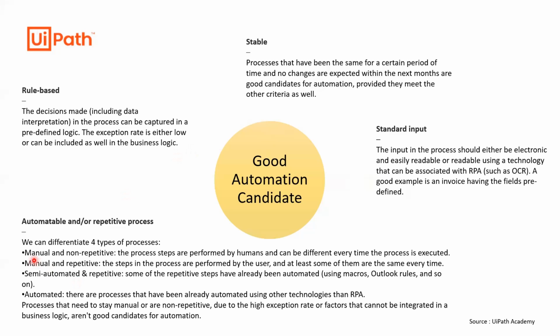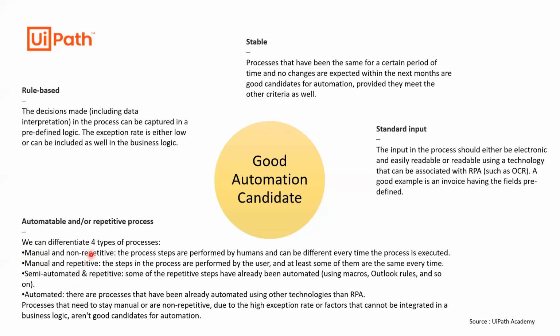Once a developer understands all of this, you can actually categorize the processes into 4 parts. The first part is manual or non-repetitive process, which means that the process steps are performed by the humans and can be different every time the process is executed, which means that the process is non-repetitive. There's one more factor which is coming, which is called the repetition. How repetitive the process is.